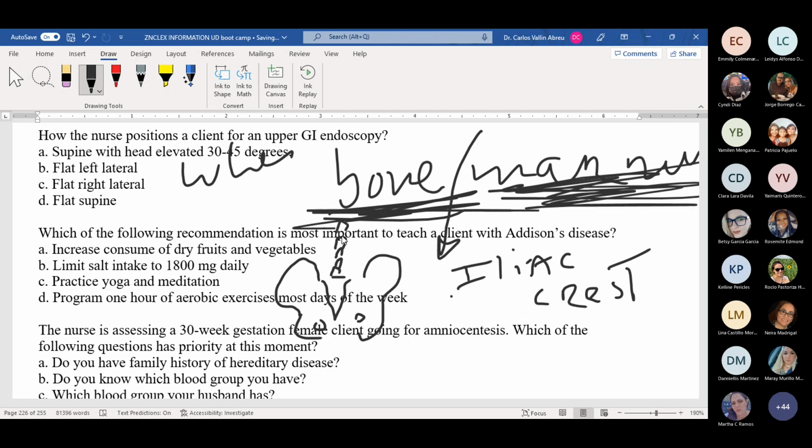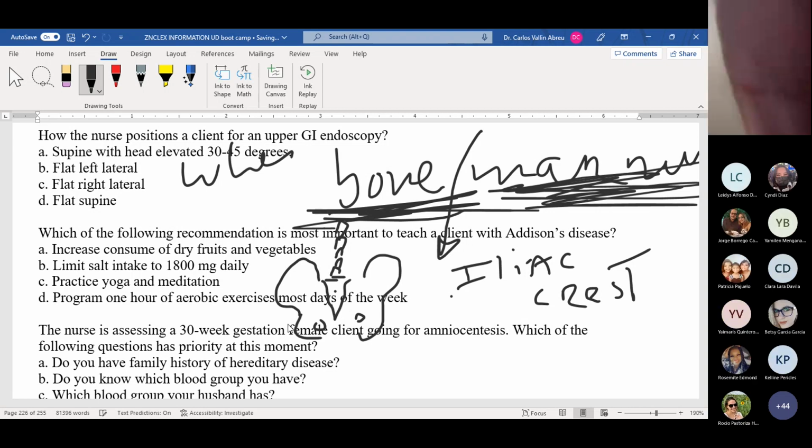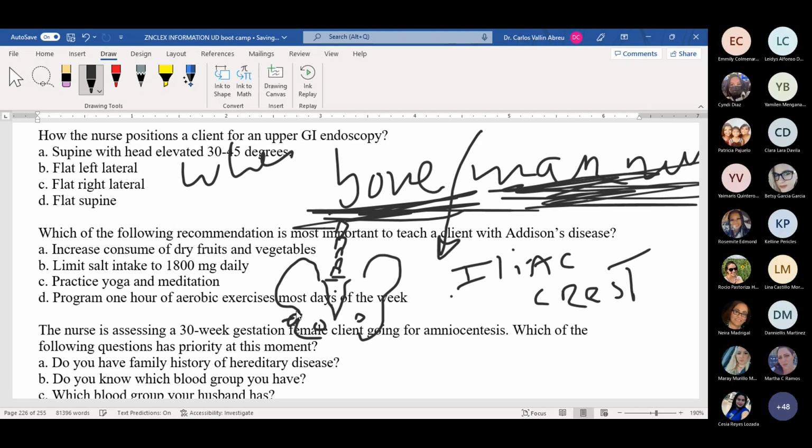This is the vertebral column, the lumbar. This is the sacral. Here comes the femur. And you know this bone you have here, yes? This is the iliac bone, and this is the iliac crest. Are you good with that, or you don't understand my drawing?